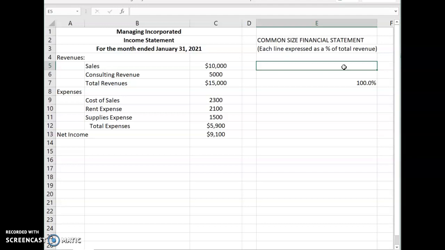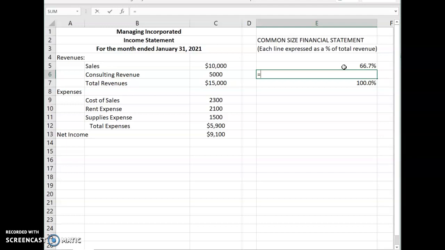So for sales, we're going to take sales of 10,000 divided by our total revenue of 15,000. If we do that math, we're going to get 66.7%. So sales represents 66.7% of the total revenue. We are going to do this for each line.